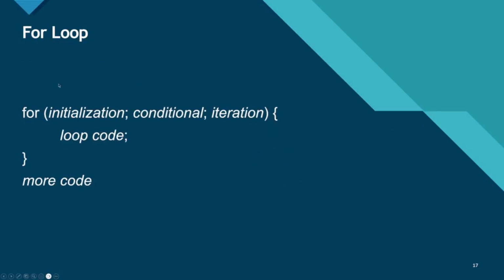So again, the structure of a for loop is like this. For, initialization, do the loop code. Well, actually, it'll do the initialization. It'll check the conditional. Then it'll do the loop code, come back up, iterate, check the condition. If it's true, loop, come down, iterate, check the condition, do the loop code. And then once the condition is false, then it'll quit and it'll do the rest of the code down here.